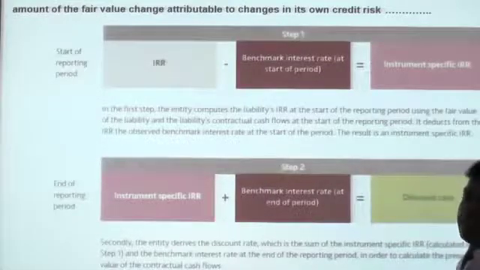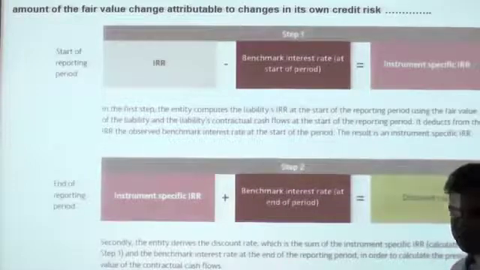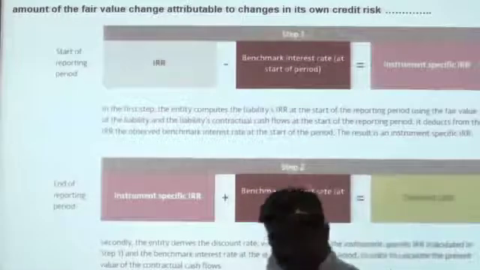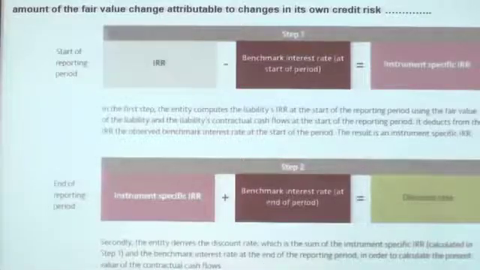When they discount by the additional rate, it's a financial liability, they will have more gain in P&L. Is that clear? They will have more gain in P&L. When the discount rate increases, value will decrease. We are talking about financial liability. When the discount rate increases, what happens? Financial liability will decrease. When financial liability decreases, the gain in P&L is more.